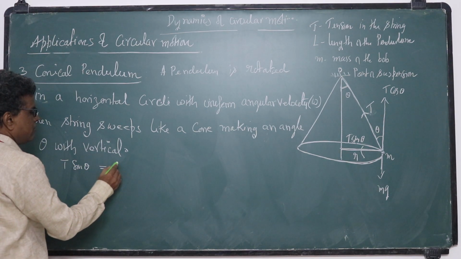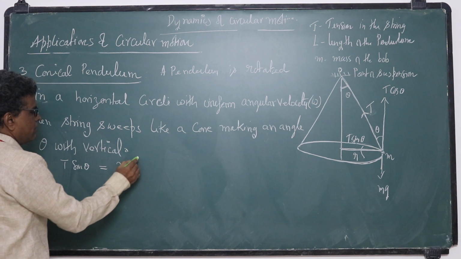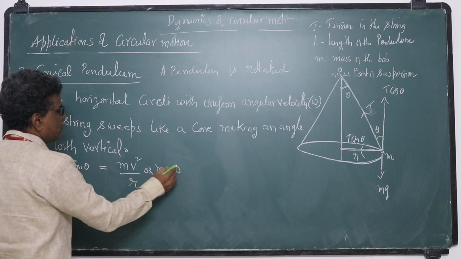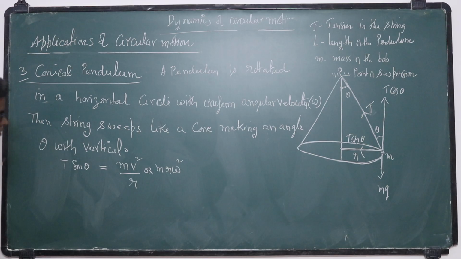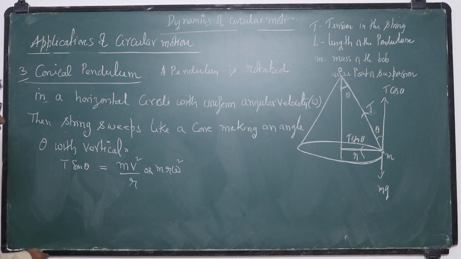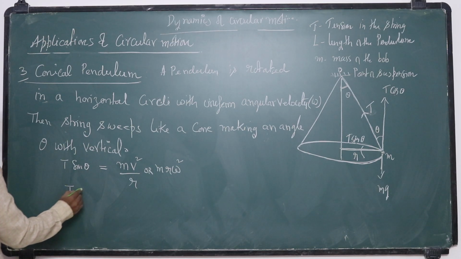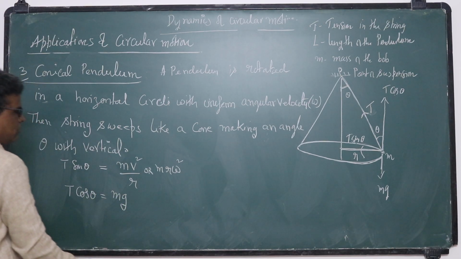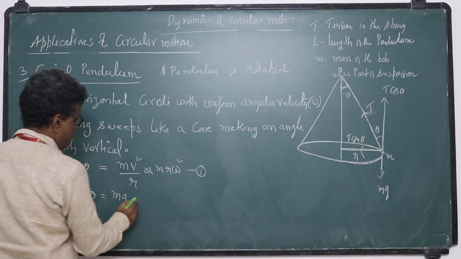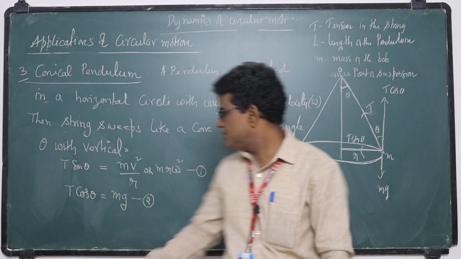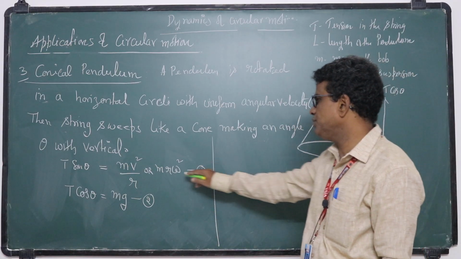T sin theta provides the necessary centripetal force, that is mv square by r or mr omega square. Okay, we can write either one in these problems. T sin theta will provide this, and T cos theta balances with the mg. These two are the equations, equation 1, equation 2. If you divide these two, what will you get? From equations 1 and 2, you divide these two.